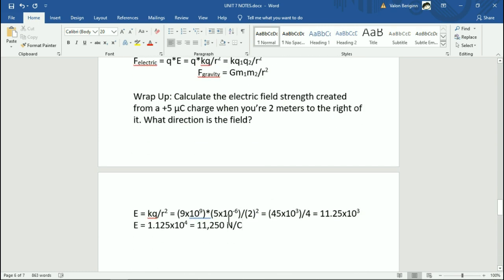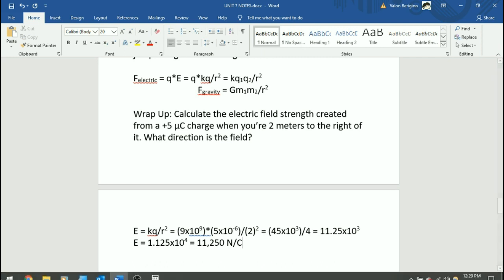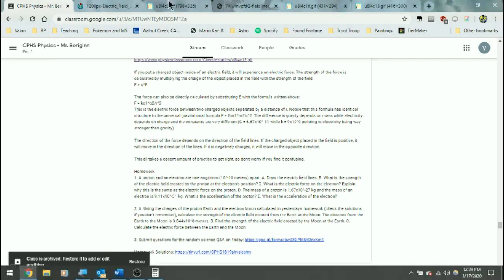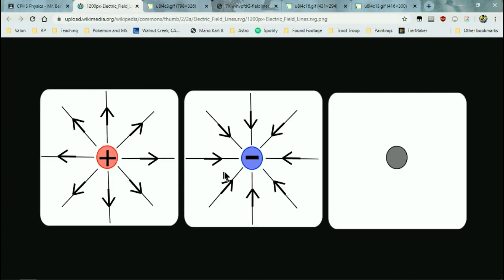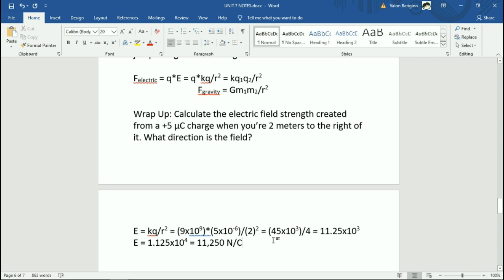So anyway, that is my electric field strength, but what direction is it? I'm 2 meters to the right of a positive charge, okay? 2 meters to the right of a positive charge. So here's my positive charge. I'm 2 meters to the right of it, which means my field is pointing to the right. So this will be to the right, like that. That's your answer.